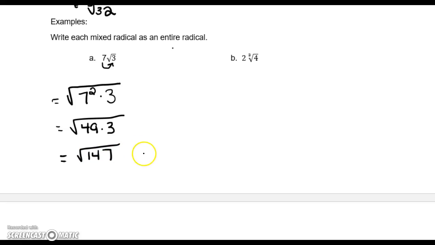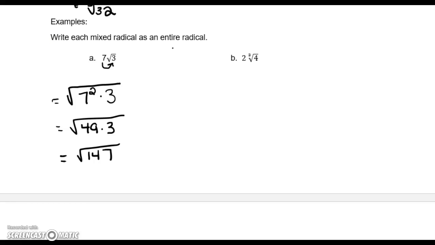One way that we can check our answers to see if this is right is that we can put square root of 147 into our calculators, and then the decimal number should match what we put in as 7 times square root of 3. We should get the exact same number.